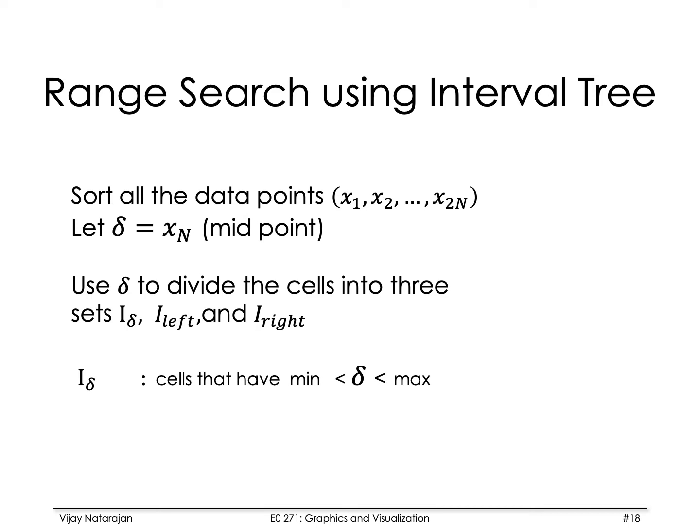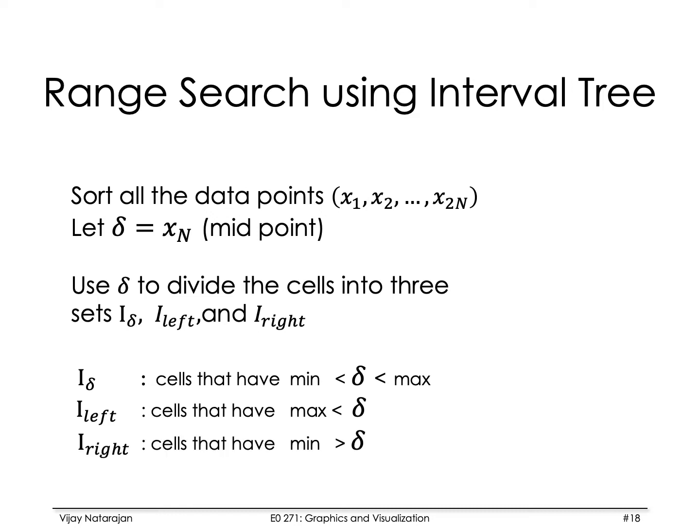I sub delta contains all the intervals that contain delta. So these are the intervals where the min and max are respectively less than and greater than delta. I sub left consists of all the cells whose max is less than delta. Similarly, I sub right consists of the collection of cells whose min is greater than delta.